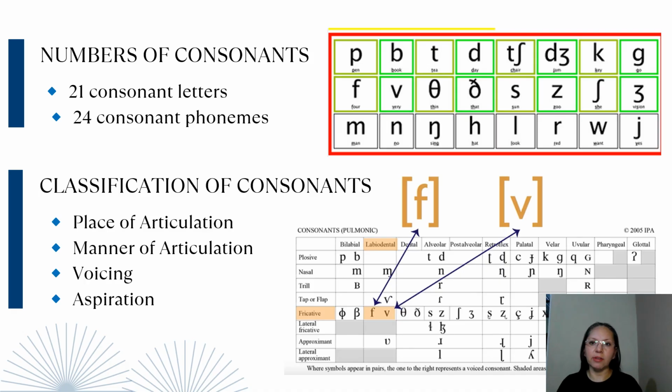Consonant number and classification. We try to focus on the consonants for the time being, for which we need to remember that in writing English there are 21 consonant letters, but in spoken English there are 24 consonant phonemes, as well as reviewing the four main characteristics of consonants: place of articulation, manner of articulation, voicing, and aspiration.